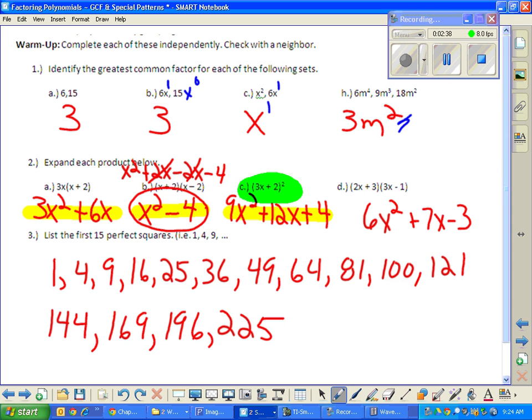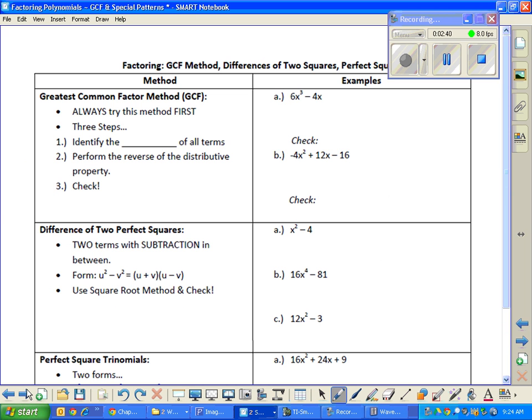So with that, let's get started with our 2 methods for today. Like I said, the 2 methods for factoring we're going to focus on today are the GCF method and then special patterns that occur in the trinomials and binomials that we're going to see. The first method is the greatest common factor method, the GCF method. I teach it first because it is the method you have to try first on every single problem. So you always must try this method first.